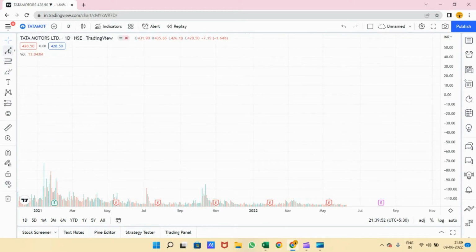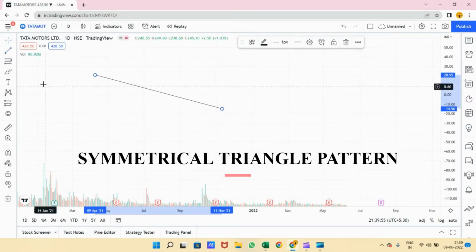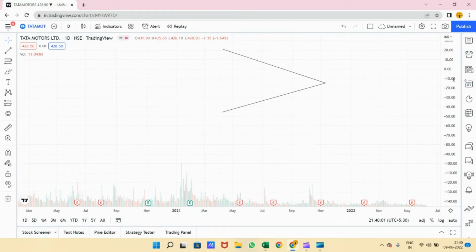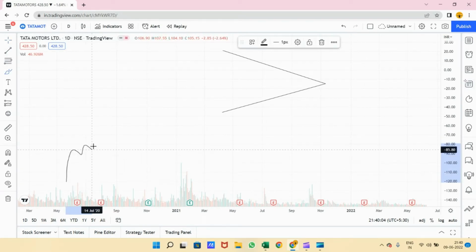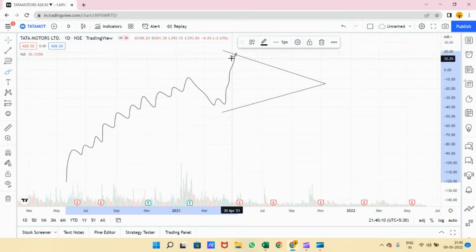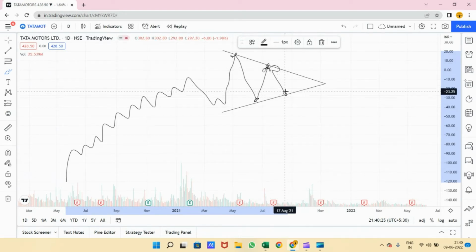First we are going to see the symmetrical triangle pattern. The pattern is like this. The psychology behind it is, if the stock price goes up, at a certain point sellers short the stock and it comes down, and buyers push the price up. Sellers don't wait for the previous price to come, so they sell aggressively, and the buyers also don't wait for the previous price to come to buy, so they are also buying aggressively. It's like a fight between bulls and bears.